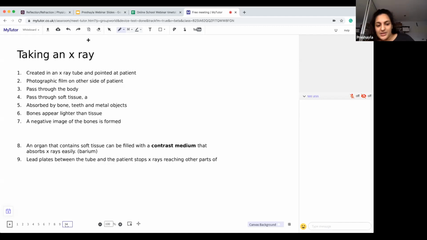And if we want to take an X-ray of an organ, which contains mostly tissue, then we can use a contrast medium that absorbs X-rays easily. So we fill the organ with this contrast medium. If we were looking at the stomach, we might use barium in a pill form, which can be swallowed, and that contrast medium is like an ink, which allows us to see inside that organ, because obviously there's no bone, teeth or metal objects in the organ, so we need a different way of showing up black and white areas.